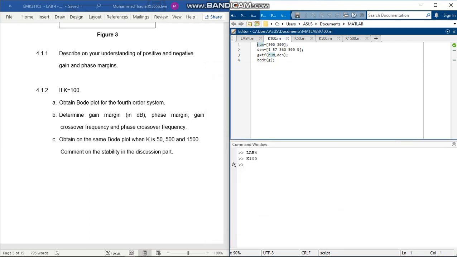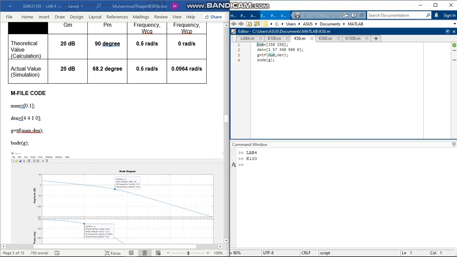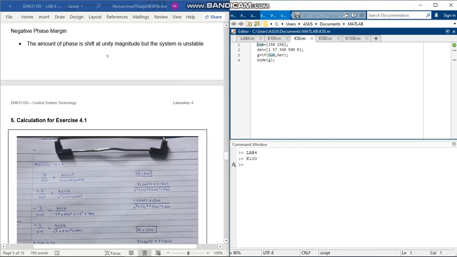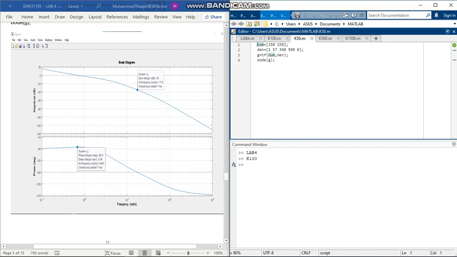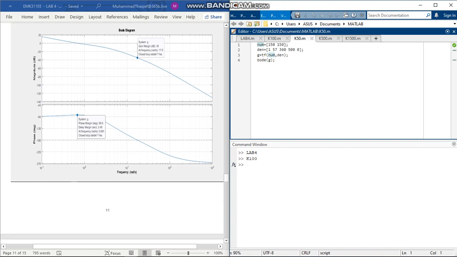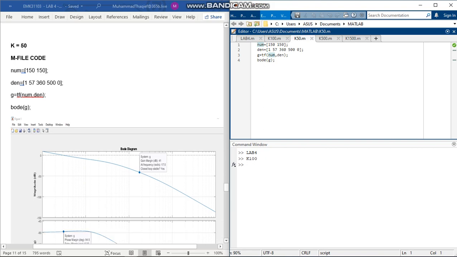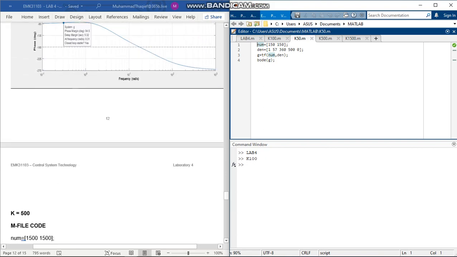So for question C, the question asks us to obtain, on the same Bode plot, K equal to 50, 500 and 1500. So the method is the same. We need to change the value of K only. After we run it, we will get the magnitude and phase, and we will get a stable condition because the value of K is a positive value.